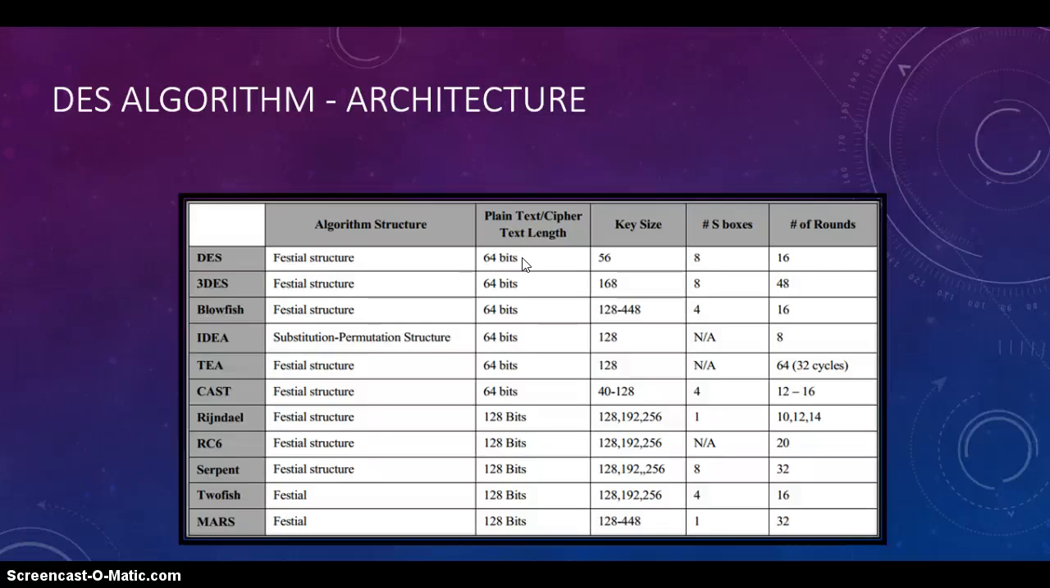Originally, the key is of 64 bits, same as the block size, but in every byte, one bit has been selected as a parity bit and is not used for the encryption mechanism. So the 56 bits are permuted into 16 subkeys, each of 48-bit length, and it also contains, as I say, 8 S-boxes, and the same algorithm is used in reverse for decryption.